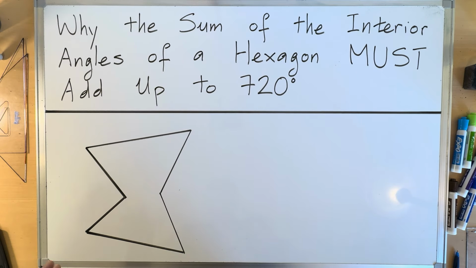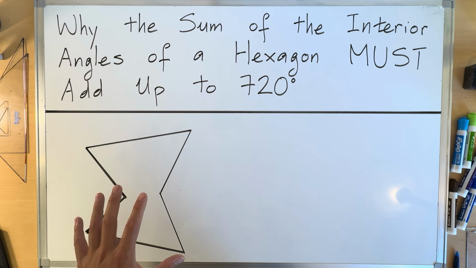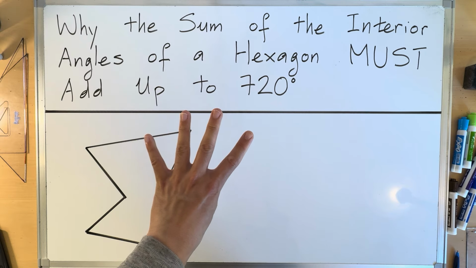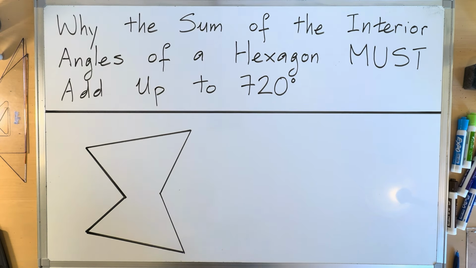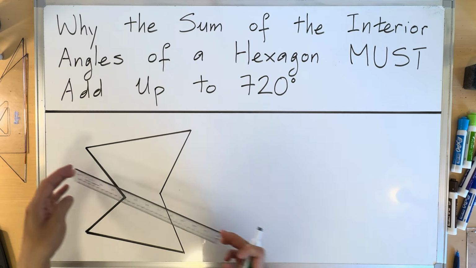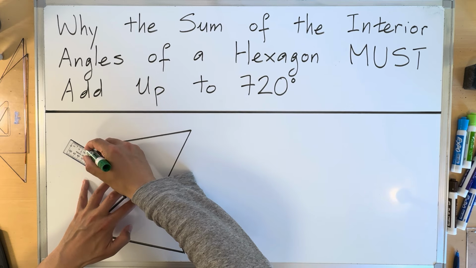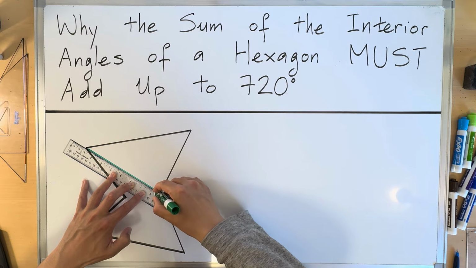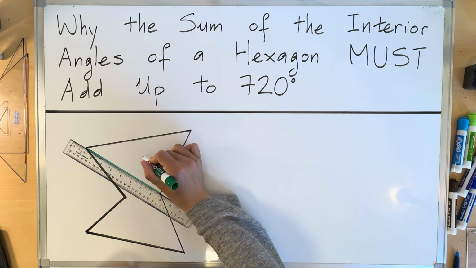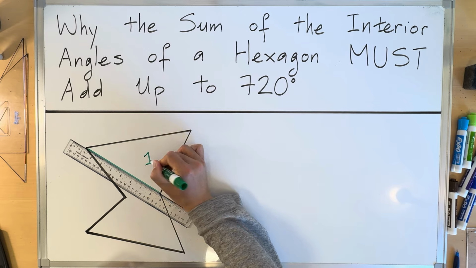Now, with respect to this hexagon right here, what you'll see is that I'm going to draw 3 lines inside of the hexagon, which will divide this hexagon into exactly 4 triangles. So here we go. If I draw a line right here, we've got ourselves one triangle right here.